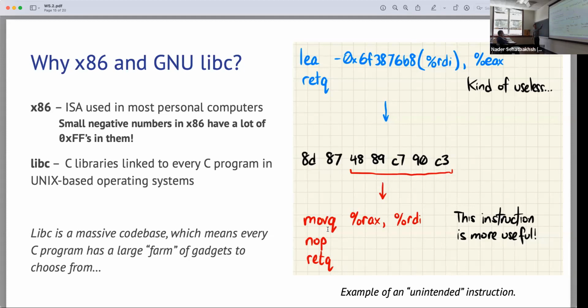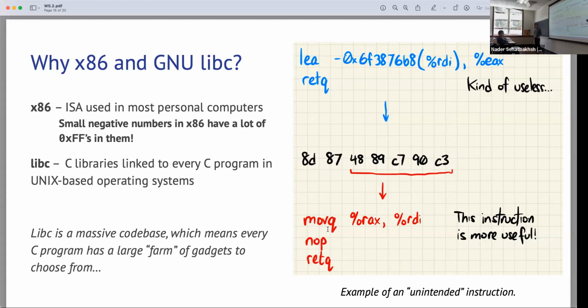Here is an example that Prem will go over for you guys. Yeah, so this is an example of an instruction that you might find in a gadget farm somewhere: some random offset, you add it to a register and then you return. Actually, this is a gadget that I took from the attack lab in CS33.